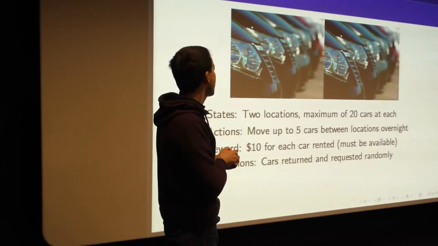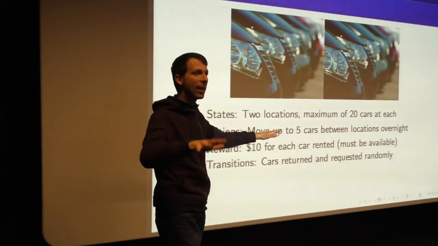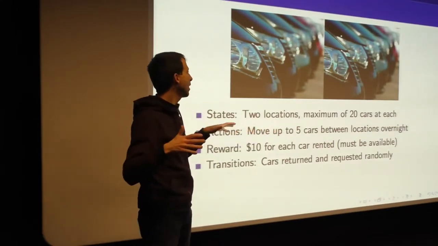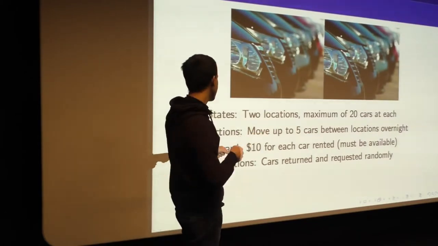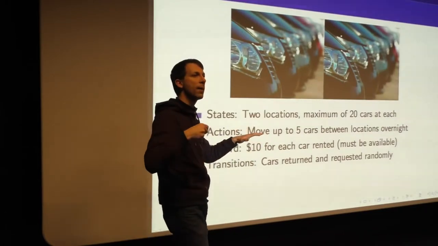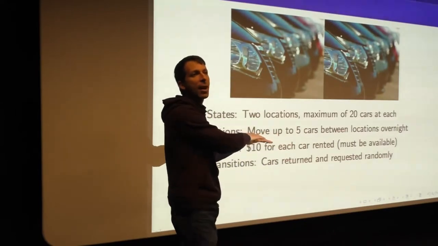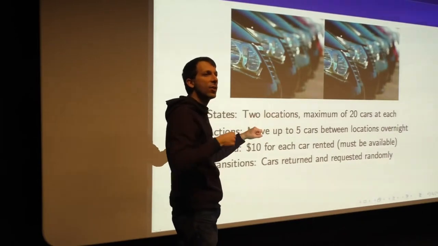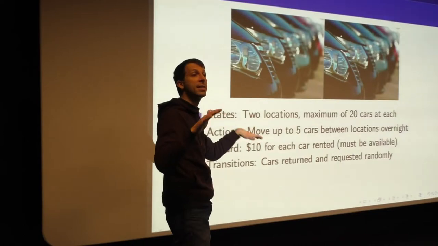And basically what's going on is this car rental place has two different locations, and cars are rented from each of these two locations. And there's a maximum of 20 cars in each location. And what happens is there's a random request and return process where people randomly come in and rent cars from either one of these locations, and randomly they're going to return cars to these locations.